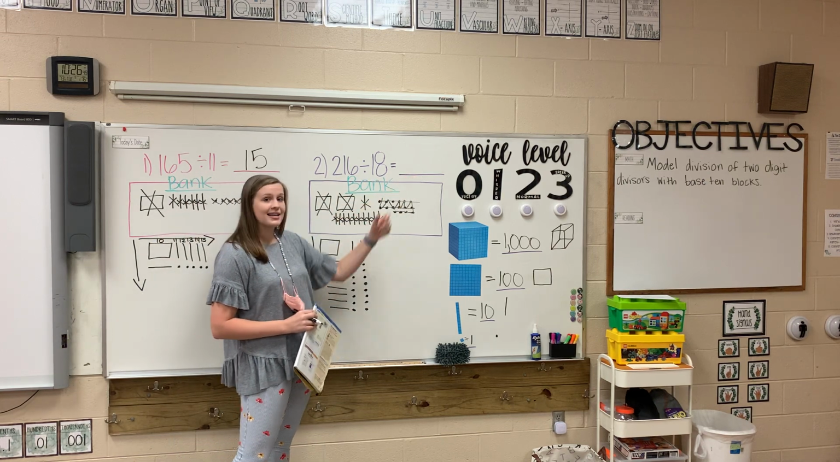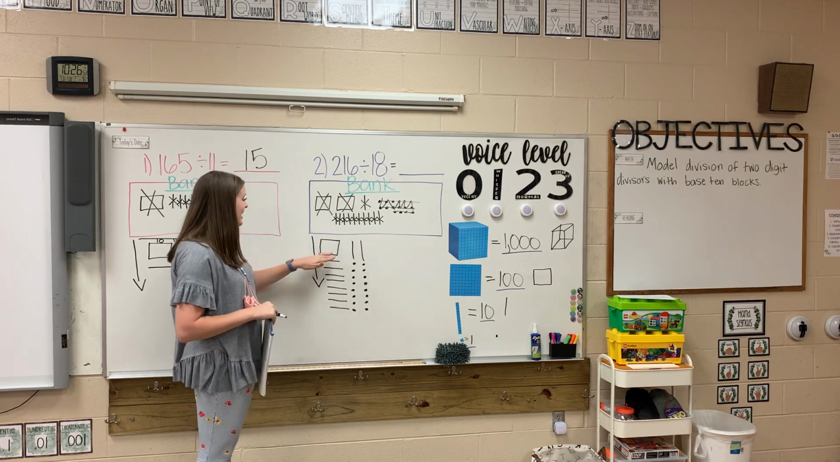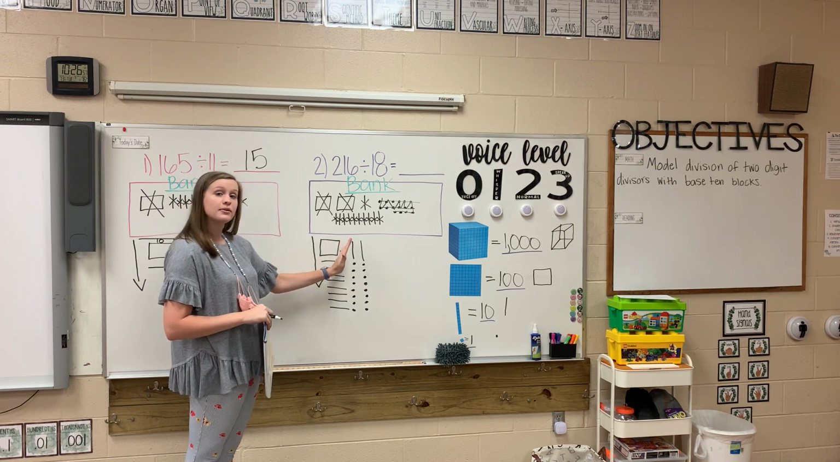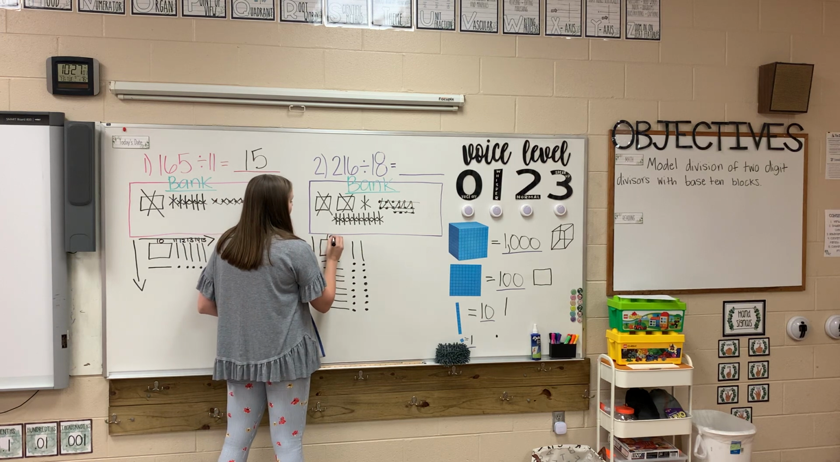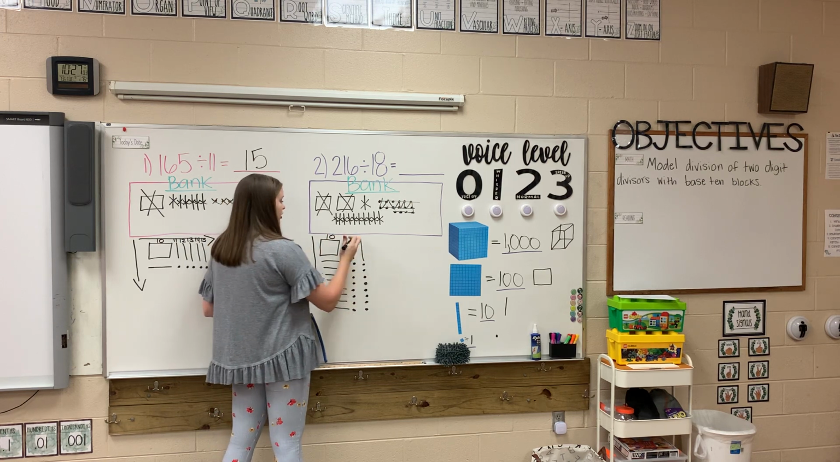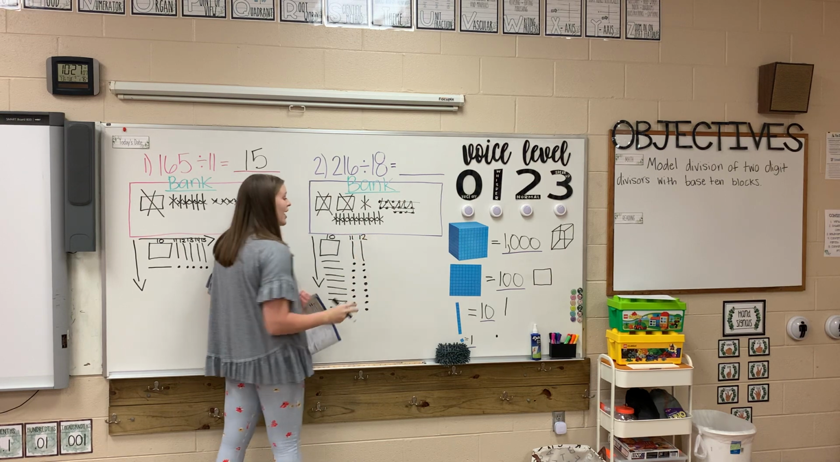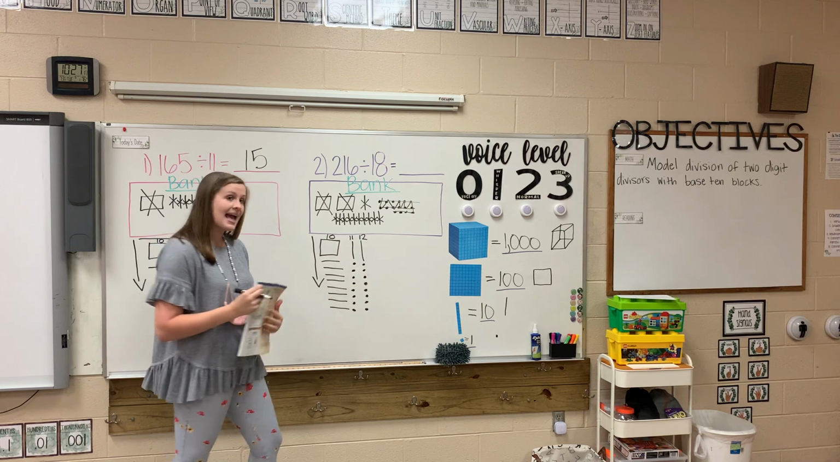So let's find my answer. Remember, we count across the top. And how many is this worth when we're counting across the top? How many groups does it have in it? 10. This is worth 1 group. So 10, 11, 12. So 216 divided by 18 is 12.